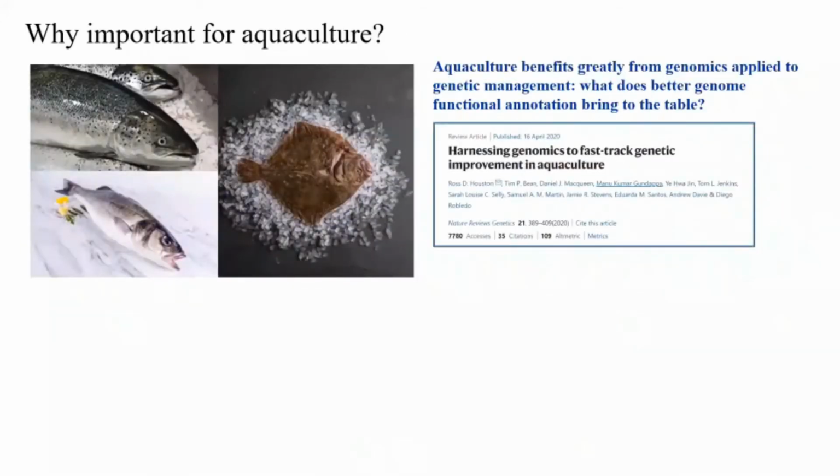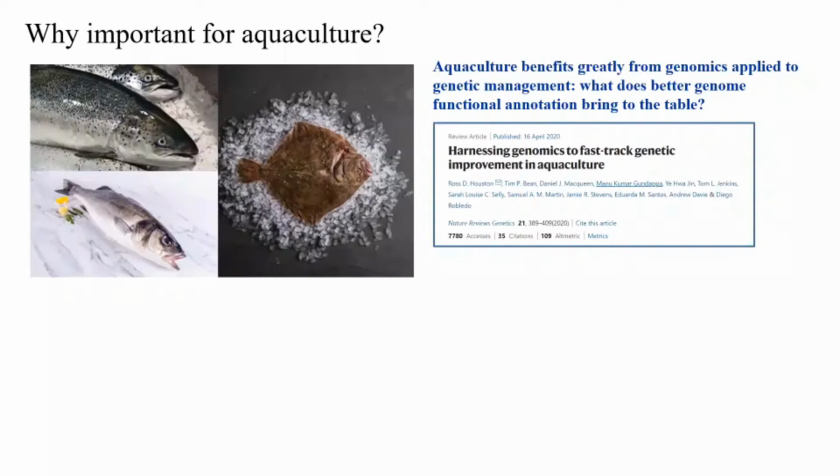So then the question is, why is this source of data important for aquaculture? I guess this applies to farmed animal biology and production generally. We're well aware that genomes are highly enabling resources for genetics in aquaculture, for genetic management and stock improvement. That's highlighted in this recent review led by my colleague Ross Houston at the Roslin Institute, who's a work package leader in AQUA-FAANG.